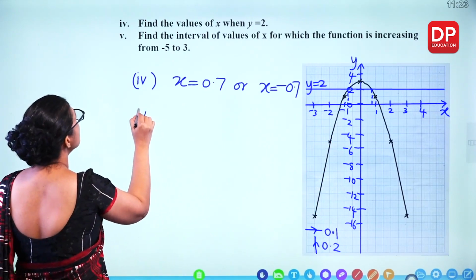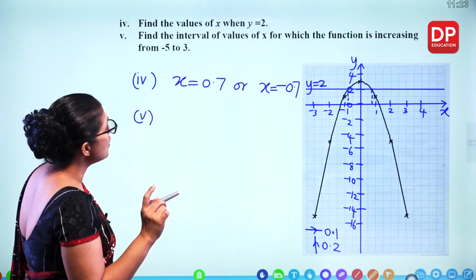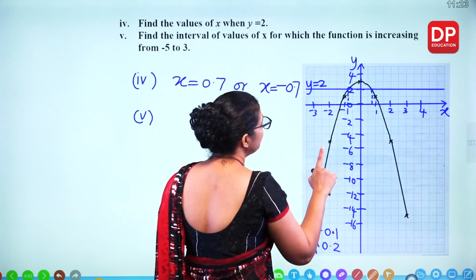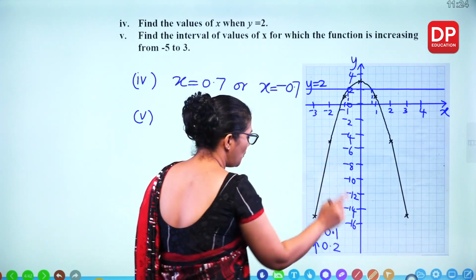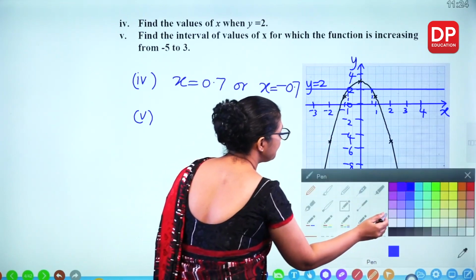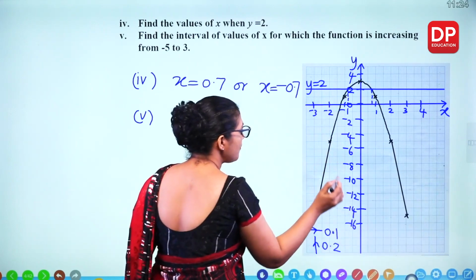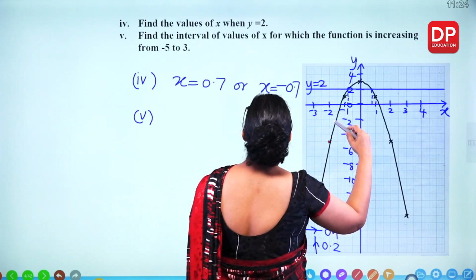Then the next part, find the interval of values of x for which the function is increasing from minus 5 here to 3. So we'll draw that part. I'll take the red color one. Minus 5 here to positive 3.